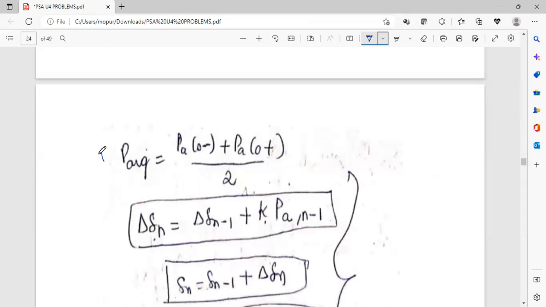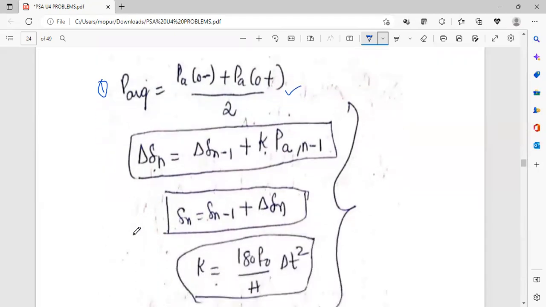So here the first formula is P average is equal to PA 0 minus plus PA 0 plus, divided by 2. You should remember this formula. Then you have these three formulas. Del n is equal to del n minus 1 plus K into PA n minus 1. And del n is equal to del n minus 1 plus del n. That is, you substitute here. This K value, you can substitute. K is equal to 180 F naught by H into del T square. So now you will get del n here.